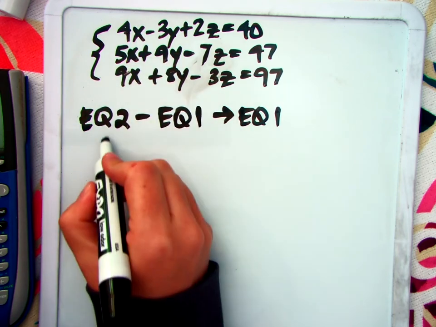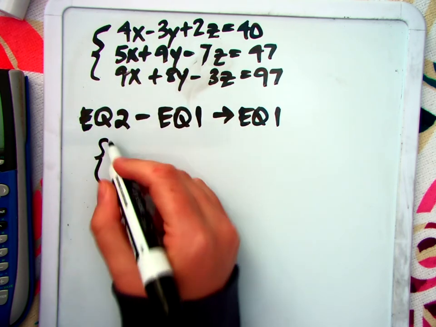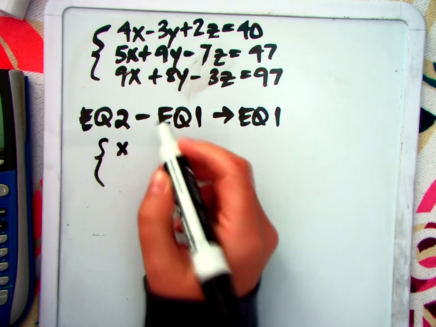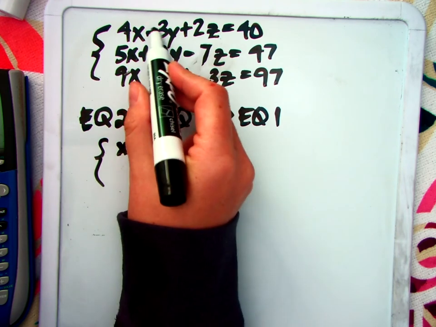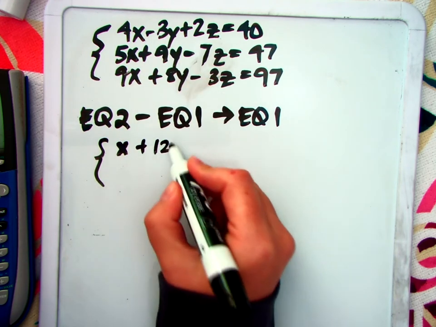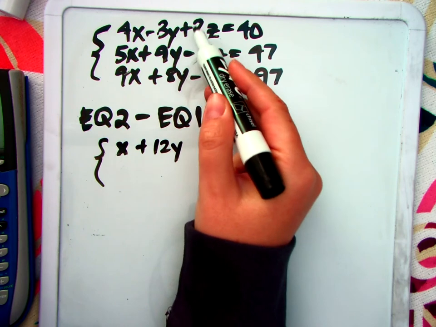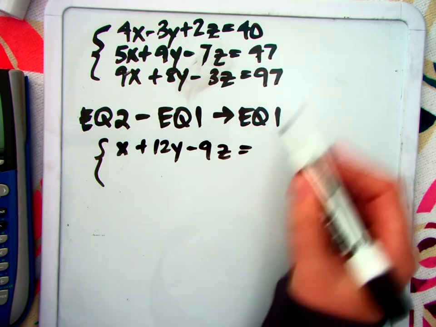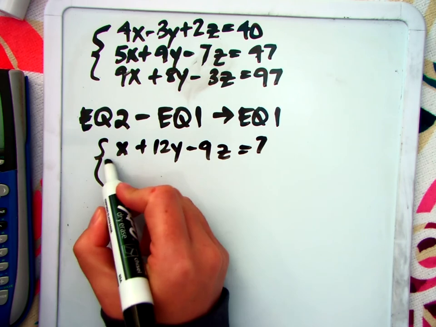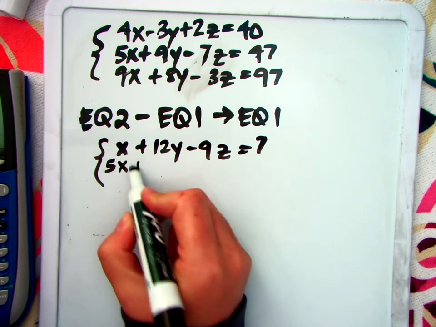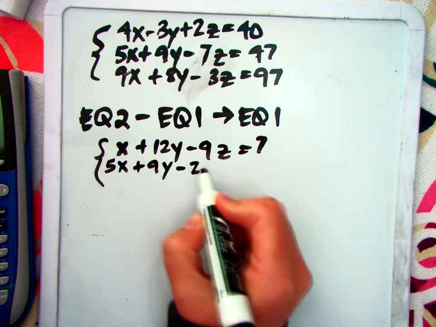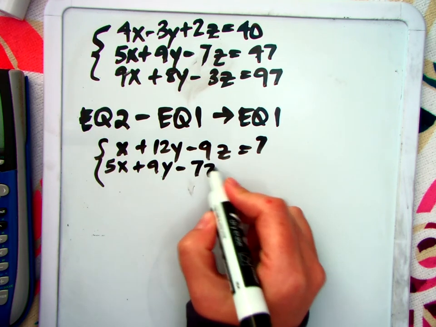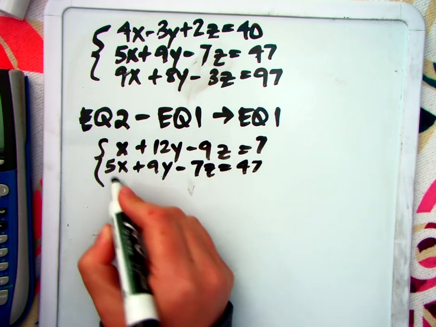Okay, so here's our new system. I'm replacing equation 1 with this minus this. So this would be x, 9 minus negative 3, plus 12y, negative 7 minus 2, and 47 minus 40. Okay, and then I didn't change anything else, so I'm just going to rewrite the other two equations.